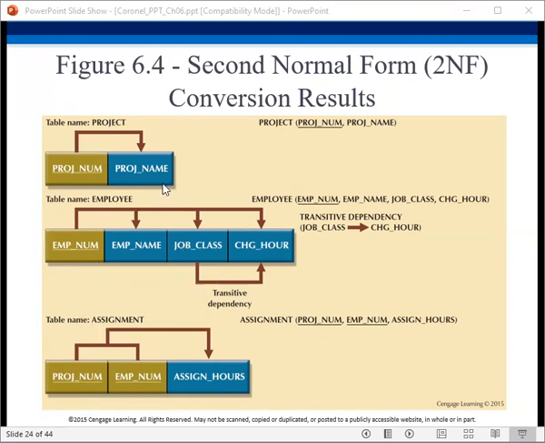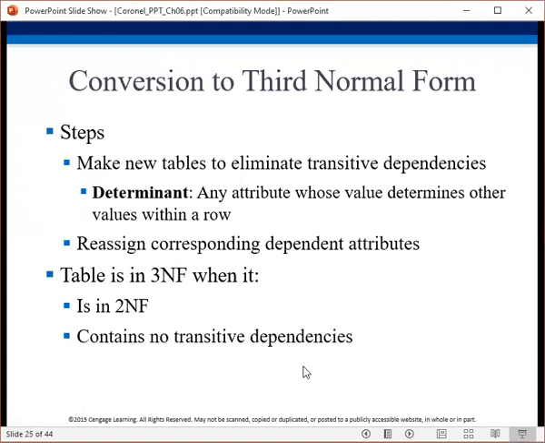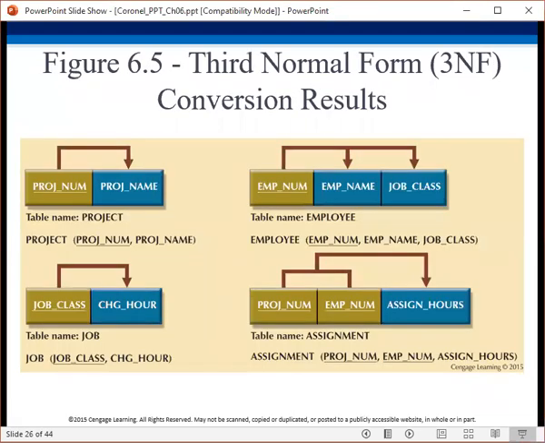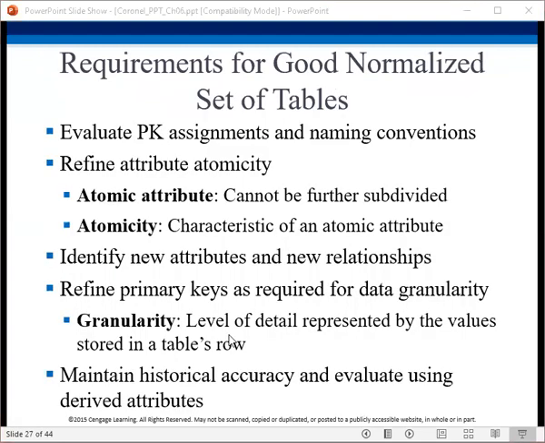Notice we still have a problem in our overall database in that the employee table has a transitive dependency. So to convert it to third normal form, we make sure it's in second normal form, and then we decompose any transitive dependencies into a separate table. So now we're in third normal form, and we've gotten rid of the transitive dependency. Job class becomes a new table.